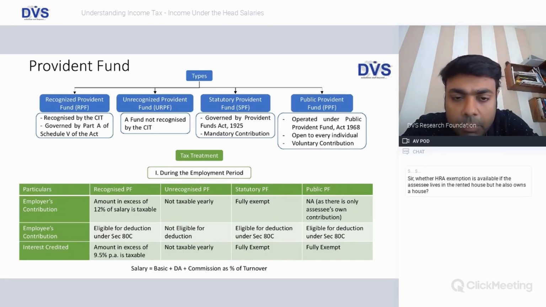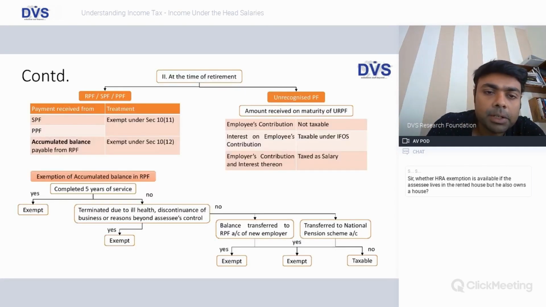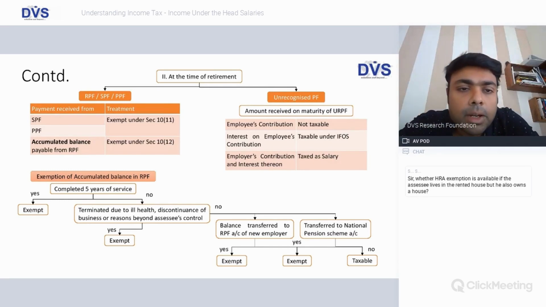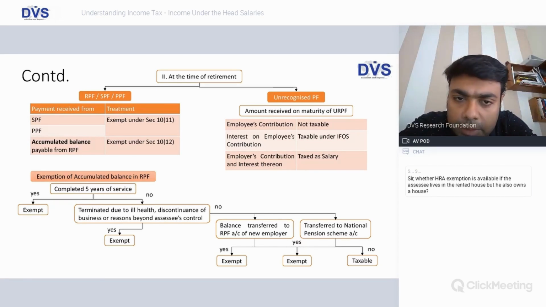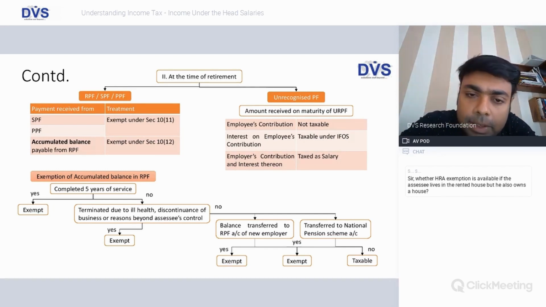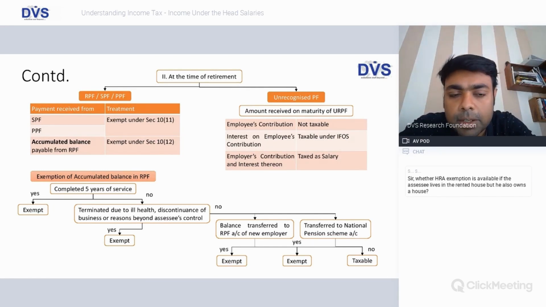So recognized provident fund, statutory provident fund, and public provident fund are, as of now, fully exempt given the current regime of interest. Unrecognized provident fund is not taxable on a year-on-year basis, but on maturity it is fully taxable. At the time of retirement, when it comes to statutory, recognized or public provident fund, whatever you receive from the corpus is fully exempt. For the amount received on maturity of unrecognized provident fund, the employee's contribution is not taxable. Interest is taxed as income from other sources. Interest on the employer's contribution and the employer's contribution are taxed as salary.